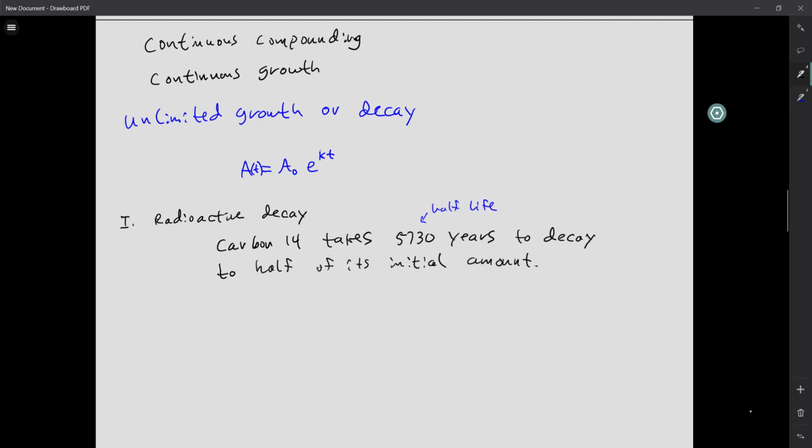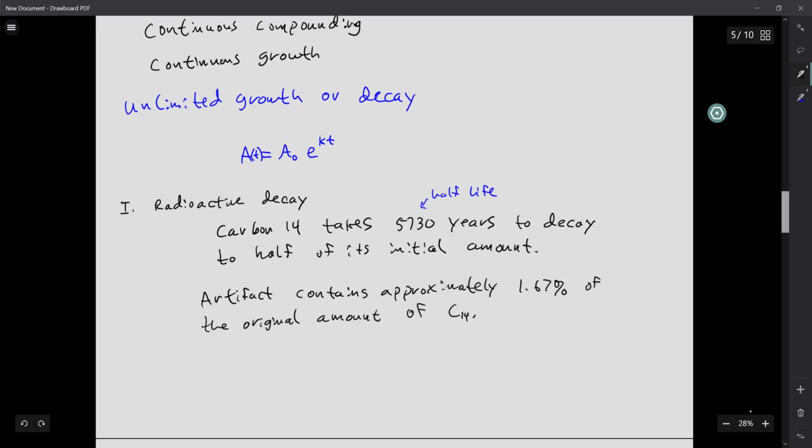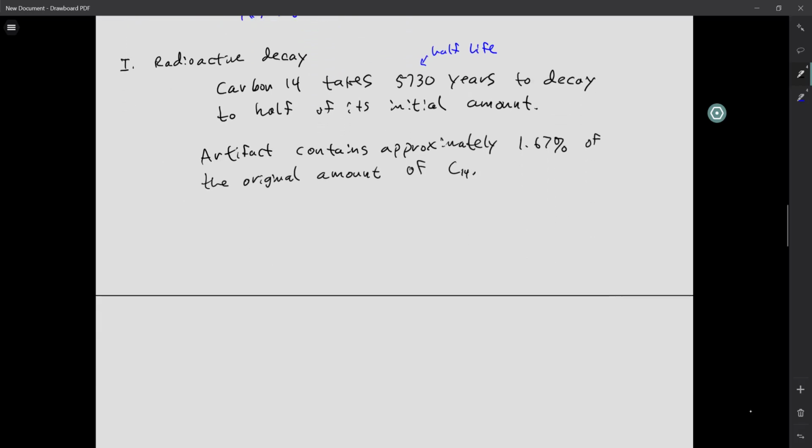So in our setup, we have some artifact or some material. We'll say it contains approximately, let's see, what do we got here? 1.67% of the original or appropriate value. And I'm just going to call this C14. So the question we have here is, when was it made? And we have all the information we need right here, actually.